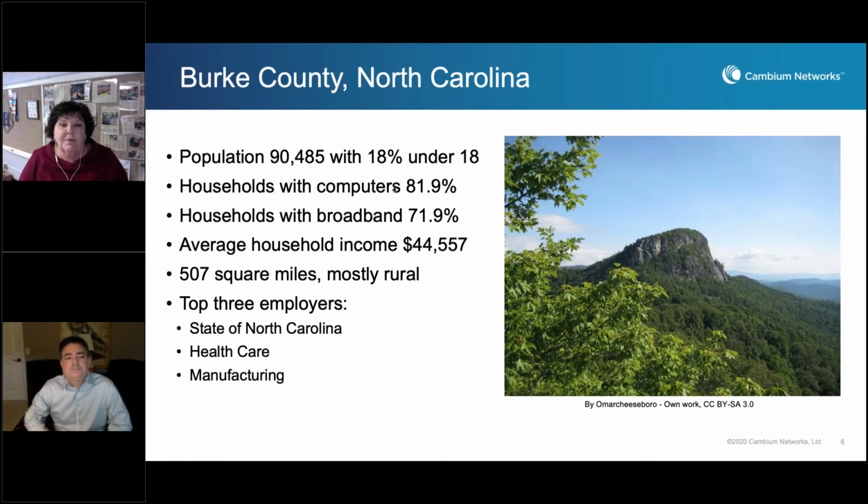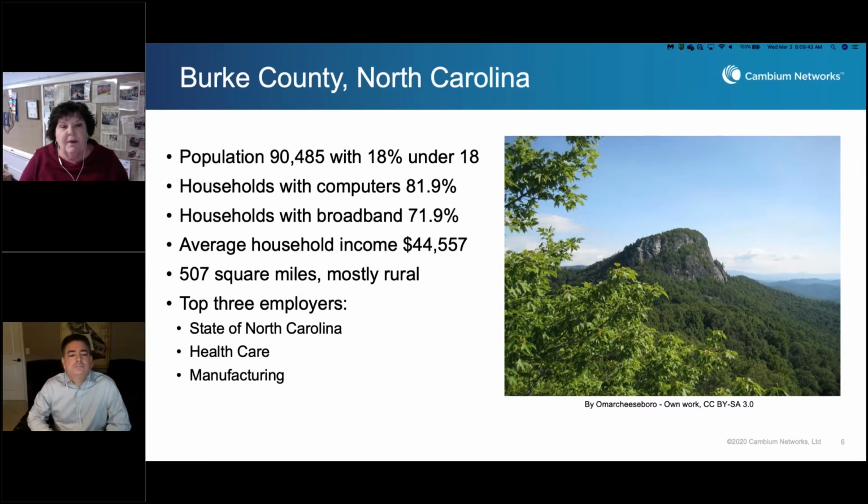We have about 18% of our population that's under the age of 18. We have 81% of our households have some type of computer, but I want you to look, households with broadband is only 71%, almost 72, but we still have a lot that do not have any broadband access. We have an average household income of about $44,000. We're 507 square miles.